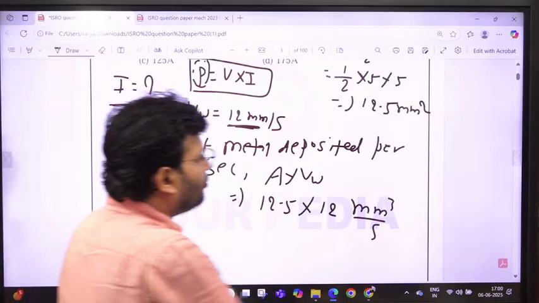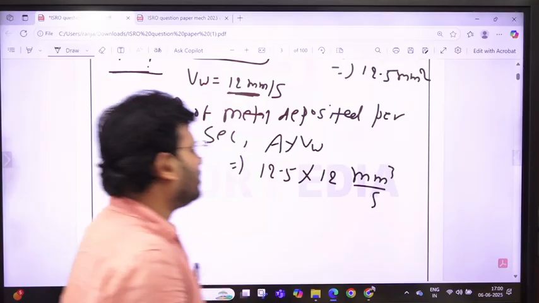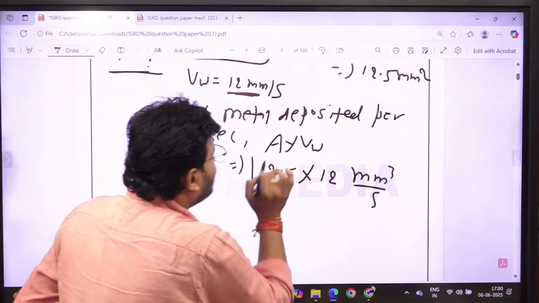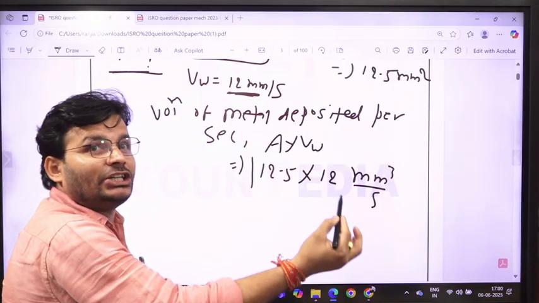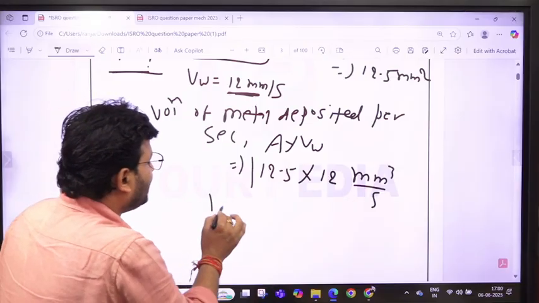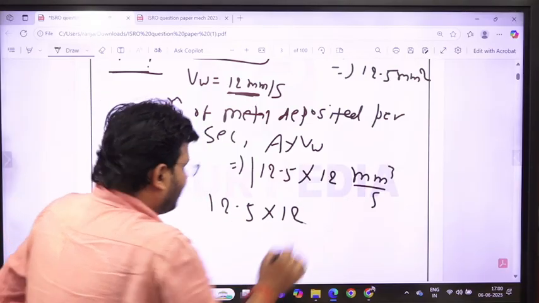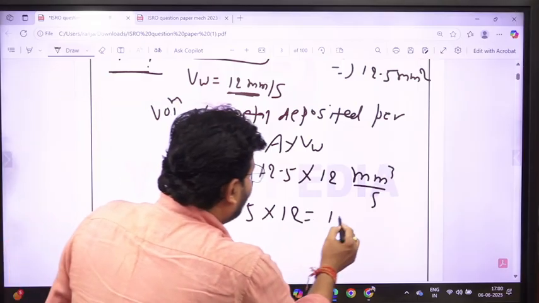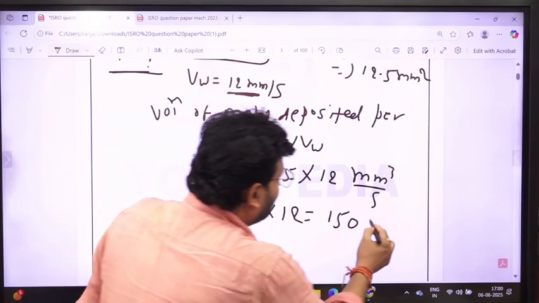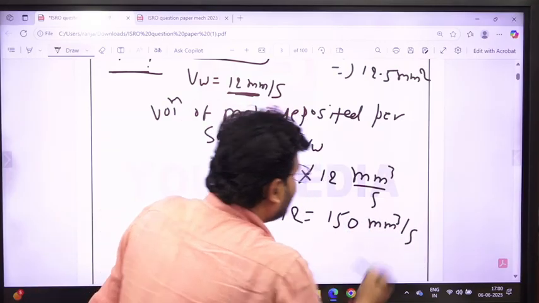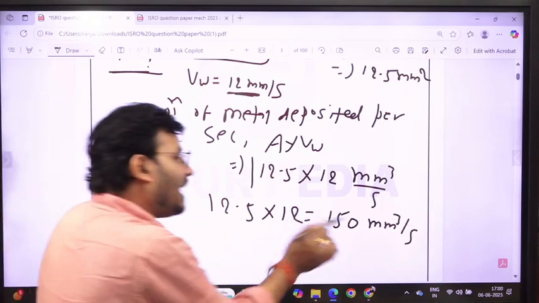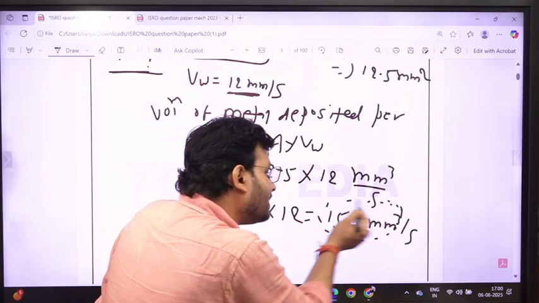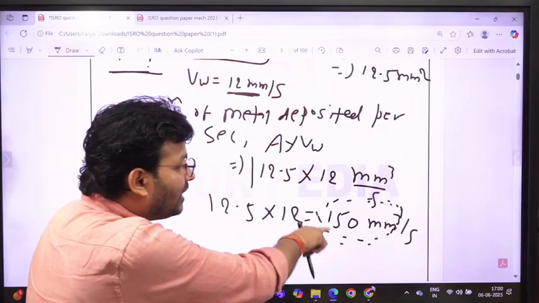So this is the volume flow rate, sir. I get the volume flow rate. Now see, my dear friends, this is the volume, meaning in 1 second how much metal is going to be melted out. In 1 second we can say, sir, 12.5 into 12. By solving that, how much is it coming out to be? It is coming out to be 150 mm cube per second, right? That means in 1 second that much amount of metal is going to be melted out. That much amount of metal is required: 150 mm cube.